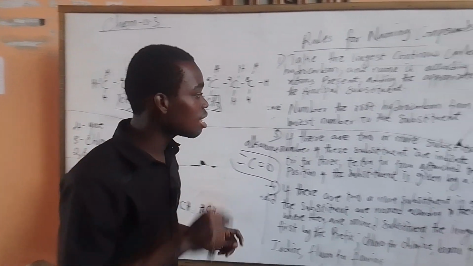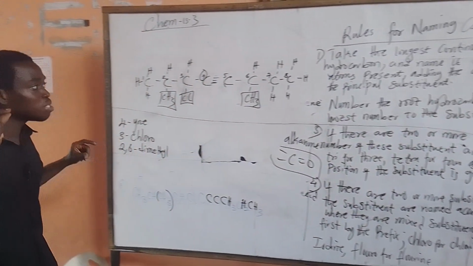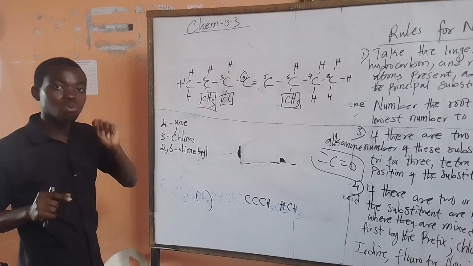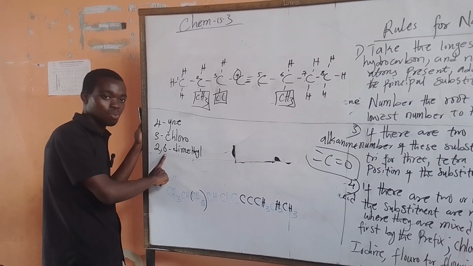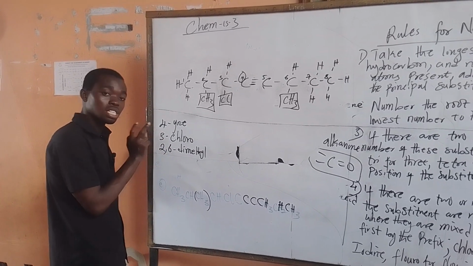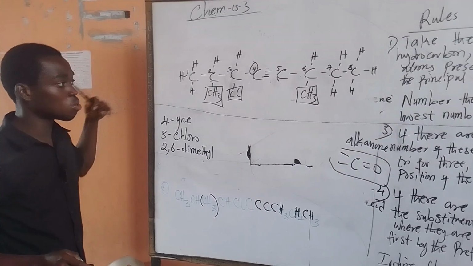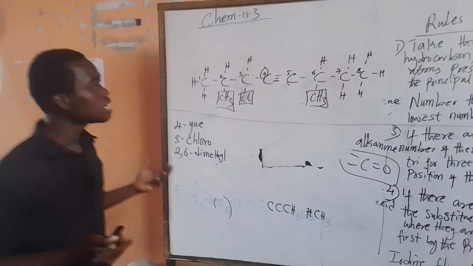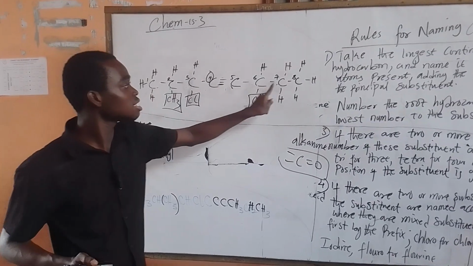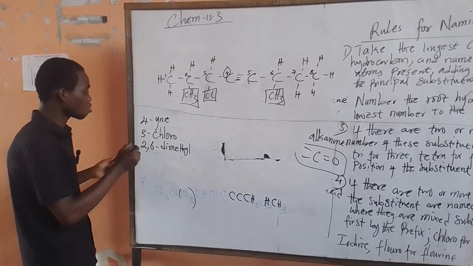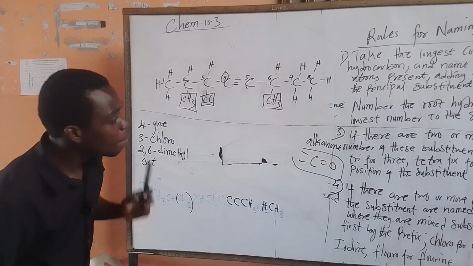And I said that the position of the substituent is given by a separate number. That means if you're naming a compound, the position of the substituent will be given a separate number, which is this 2 and this 6. That's the position where the substituent is found. So all of these numbers here indicate where the substituents are found. Now, is there any other substituent again? No. So we have 1, 2, 3, 4, 5, 6, 7, 8. So this is oct, indicating 8 carbon.